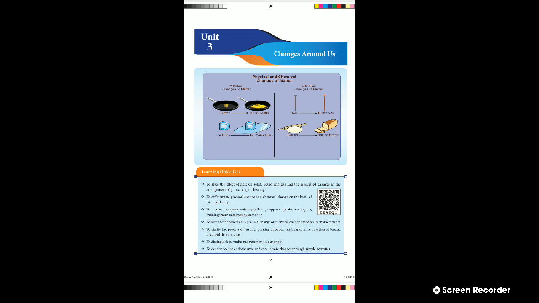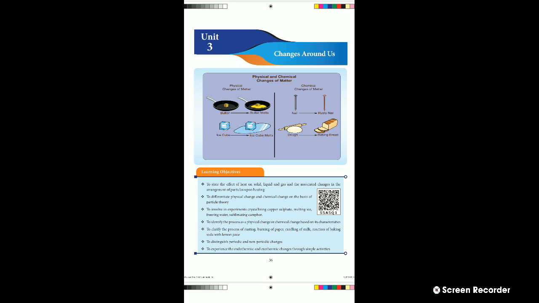Changes take place around us all the time. I already said the entire universe is changing from one point to another point, regularly or irregularly. So changes take place around us all the time. The changes refer to alteration in the physical properties or alteration in the composition of matter. It is not only for a single matter, it can be a combination of matter.